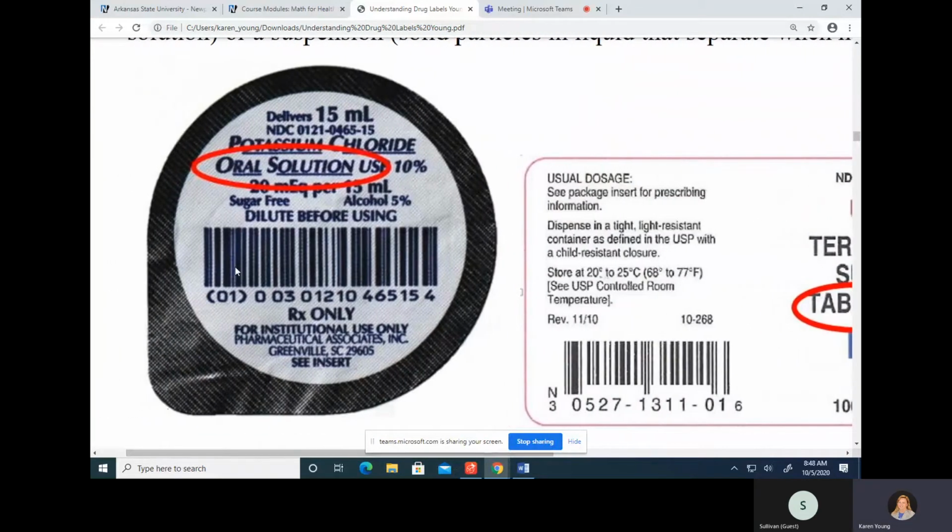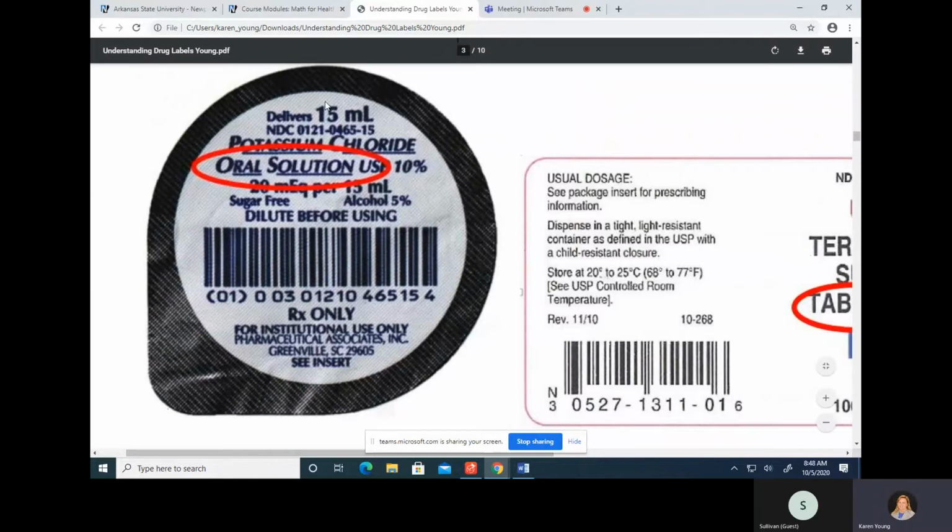And you probably can't read it because of my line, but it's 20 milliequivalents per 15 milliliters. And that's a 15 milliliter tub, because it says up here 15 milliliters.